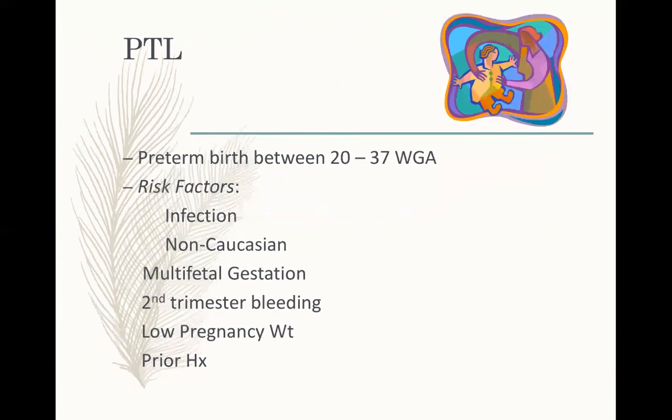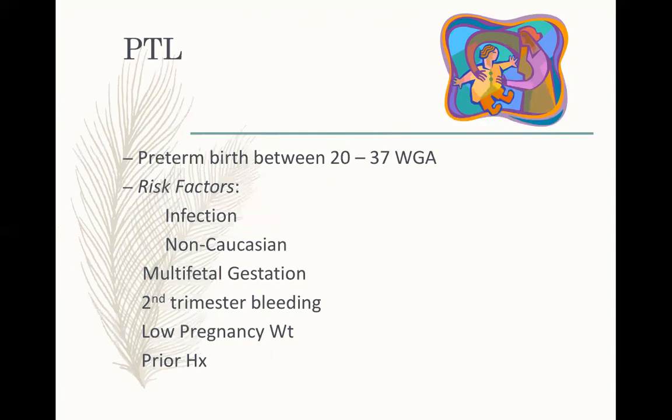So we'll start with preterm labor. Preterm birth is any birth between 20 weeks and 37 weeks. So as soon as you hit 37 weeks, you are term. So 20 to 36 and 6 is considered preterm. This affects about 12% of all pregnancies.